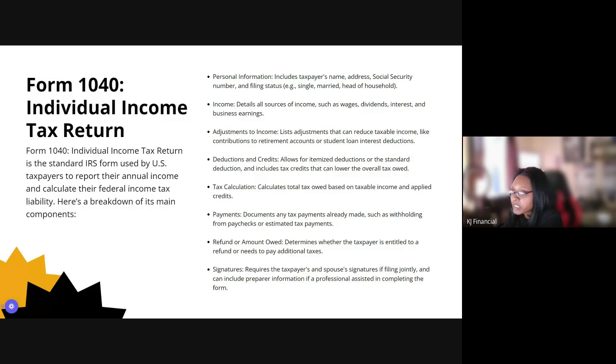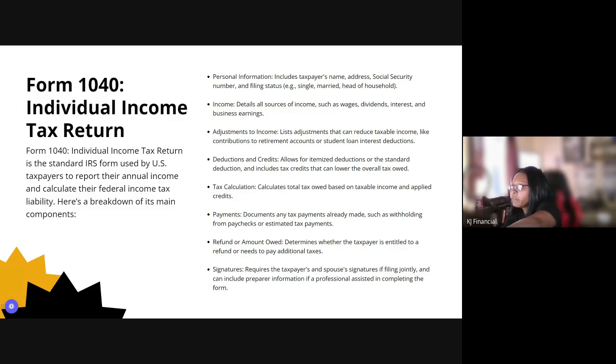All right, so our 1040, of course, has our personal information, as in our names, addresses, and social security numbers, and our filing statuses, which we went over in the first one, which are single, married, head of household, and of course, qualifying widower. Then you have your income, which is the detailed source of your income as far as your wages, your dividends, your interest, and your business earnings. That's where your Schedule C comes in for your business earnings.